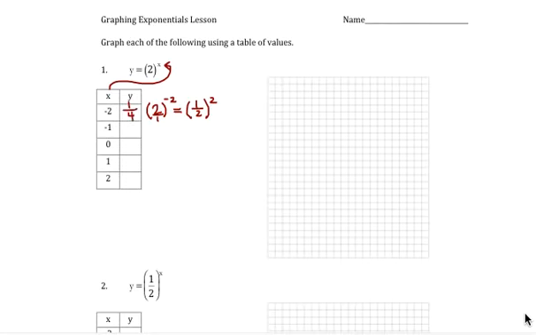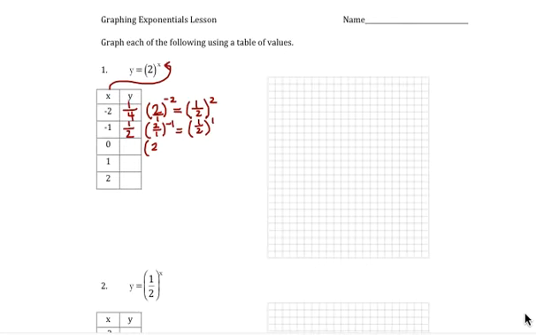Okay, let's do the next number in the chart. 2 over 1, or 2, to the negative 1 power. Remember, it's the exponent that's changing because that's what the variable is. The x is the exponent. So this changes to 1/2 to the positive 1, which, anything to the first power is just itself. So 1/2.